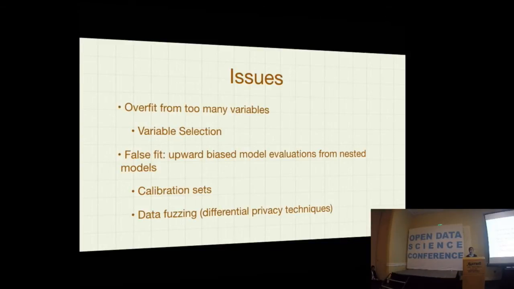And there are some other ways to do it too, which John will touch on very, very briefly. These are some new results, not from us, but from other people, on using data fuzzing and other differential privacy techniques to also try to mitigate this upward bias when you use nested models.